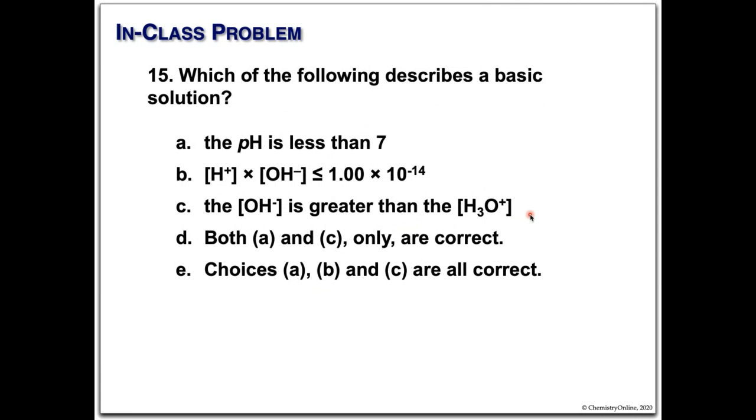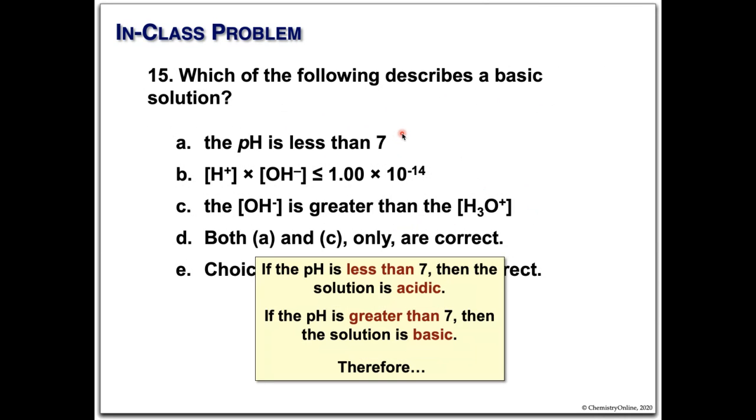All right, so which of these describes a basic solution? First one, pH is less than 7. Remember, 2 or 3 questions ago, we reminded ourselves, if the pH is below 7, it's acidic. So that's an acidic solution.